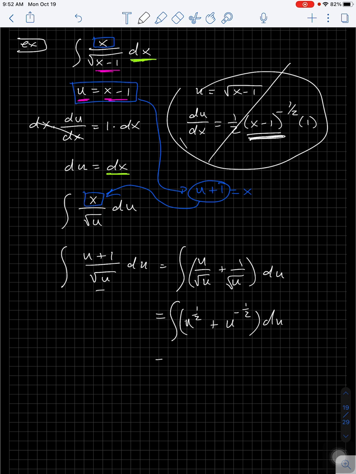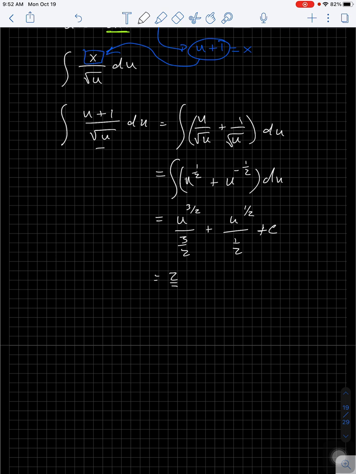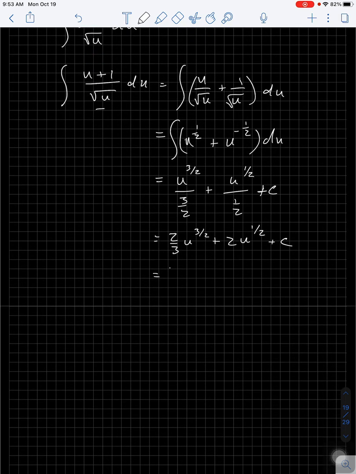Okay, and now I think I can integrate term by term. So this is going to be u to the 3/2 divided by 3/2, and u to the 1/2 divided by 1/2, plus c. So this is going to be 2/3 u to the 3/2, plus 2 u to the 1/2, and then I substitute back in for the u, and my u value was x minus 1.